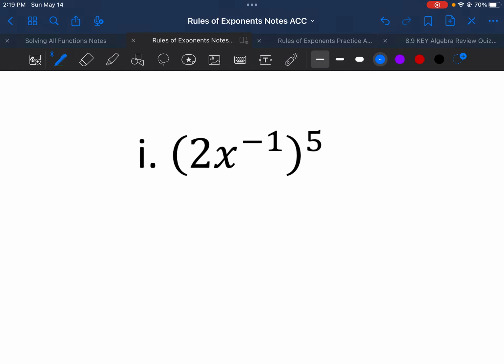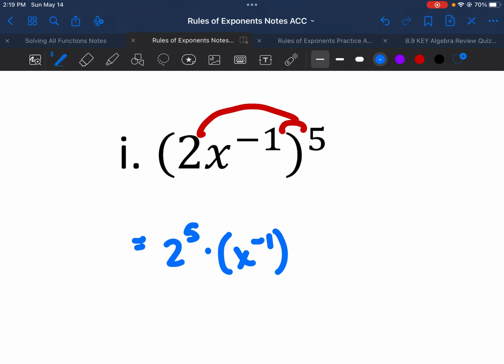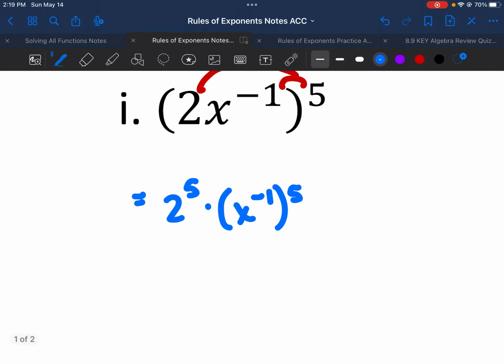All right, part I. Almost done with the front page. Okay, 2 times x to the negative 1st to the 5th power. Notice it is strictly multiplication on the inside, no addition or subtraction, so I can distribute this power 5 to the 2 and to the x to the negative 1st. This is going to give us 2 to the 5th times x to the negative 1st to the 5th. So this is going to be 2 to the 5th times x to the negative 5th.